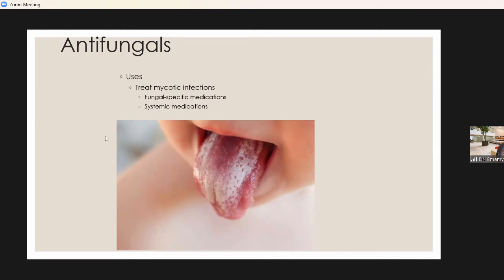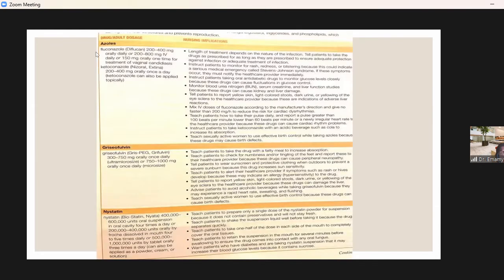A lot of antifungal medications have the suffix azole. We call them azoles, like fluconazole, like ketoconazole. They might be tablets, like fluconazole tablets that you see most of the time, or ointment like ketoconazole for different infections. Then we have nystatin.